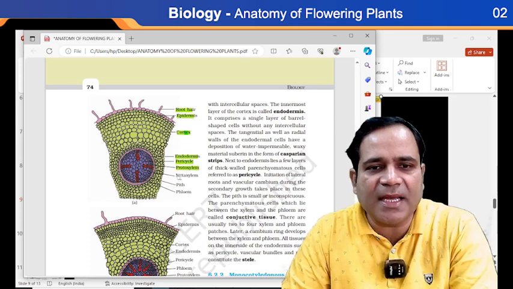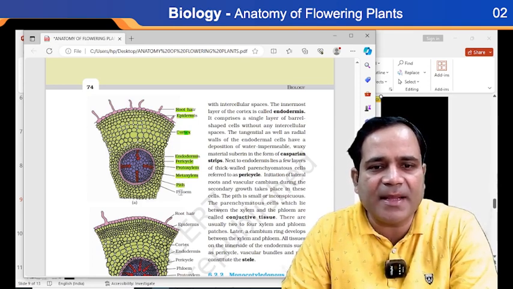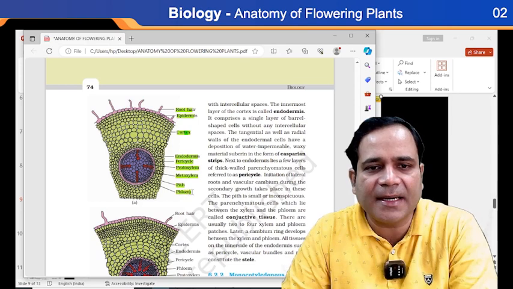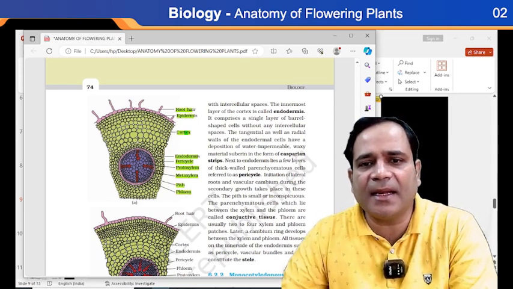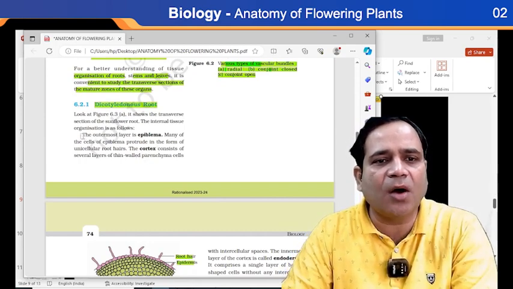So protoxylem and metaxylem, it is in between this pericycle, right? And inside this there is the pith, and there is the phloem, right?